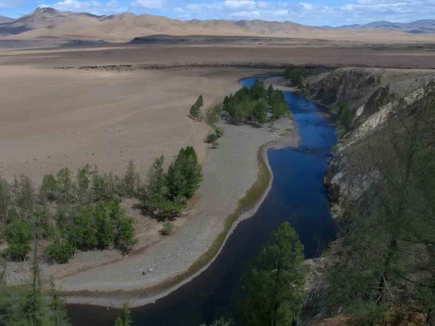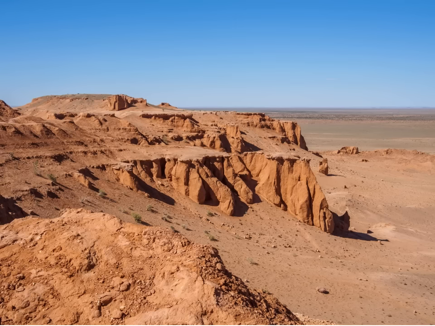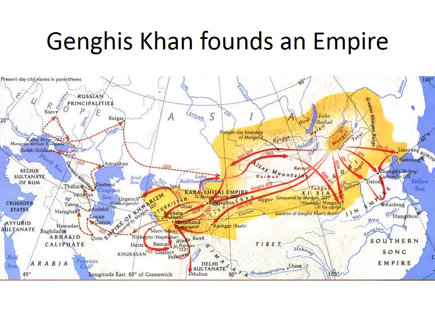As you start moving further south, there's greenery around these rivers, but as you move away from the rivers, it gets very barren very quickly until you eventually reach the Gobi, where there's very little in the way of vegetation at all. So Genghis Khan starts by founding his empire in the region of his home, around the Orkhon River, where the Mongol tribe was, one of many nomadic tribes.